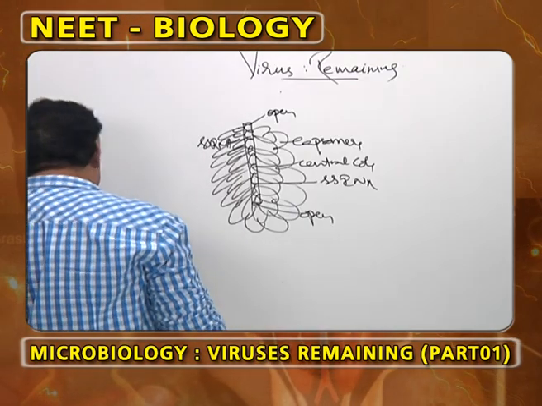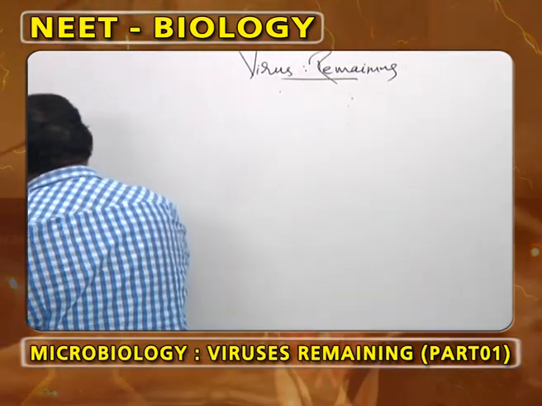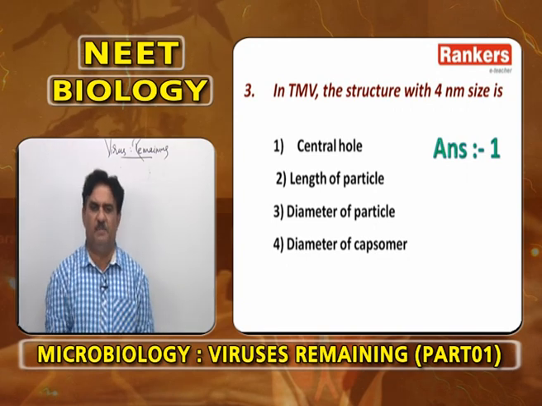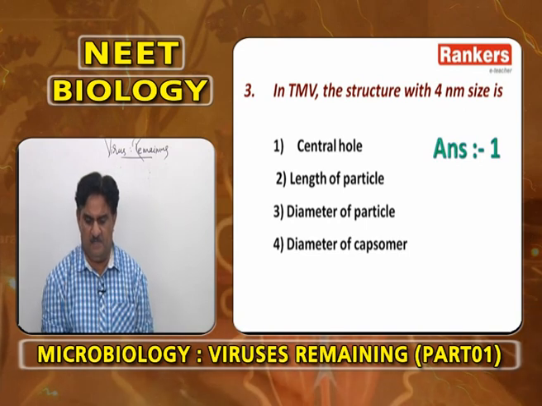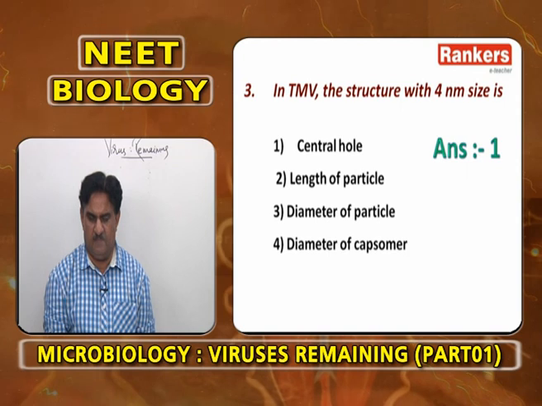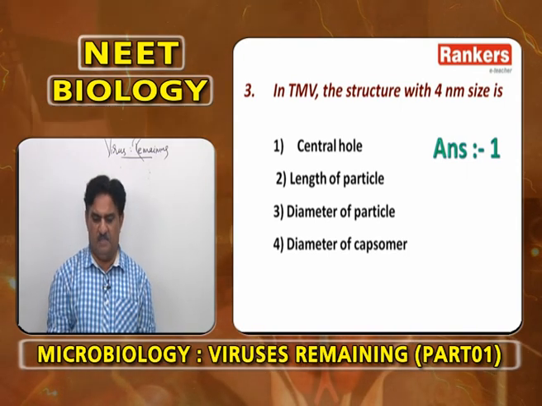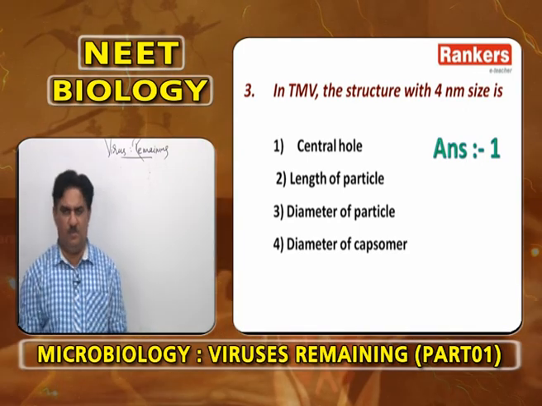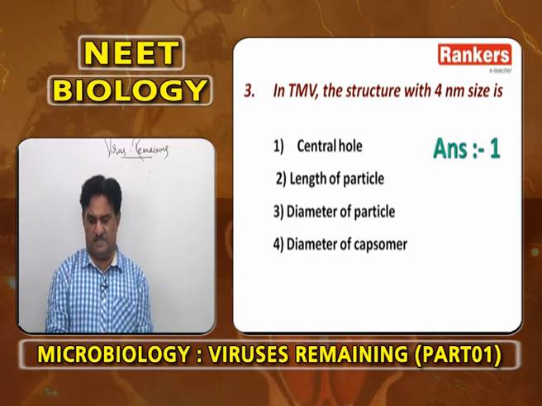So, here the question is: in TMV the structure showing 4 nanometer size is central hole, length of particle, diameter of particle, or diameter of capsomere. The length of the particle is around 300 nanometers, the diameter is around 18 to 19 nanometers, and diameter of capsomere is not given. So, the central core or central hole is around 4 nanometers in size, first option.